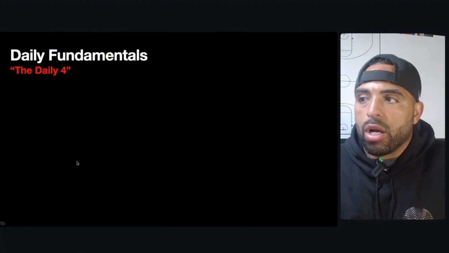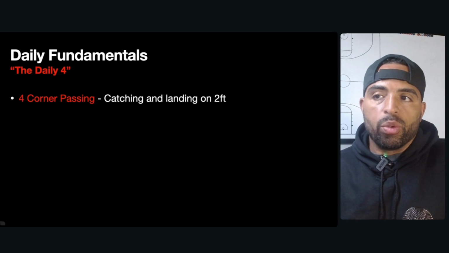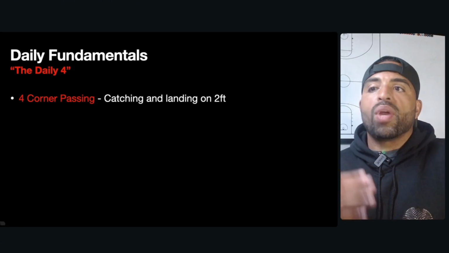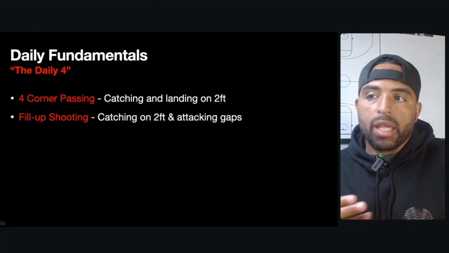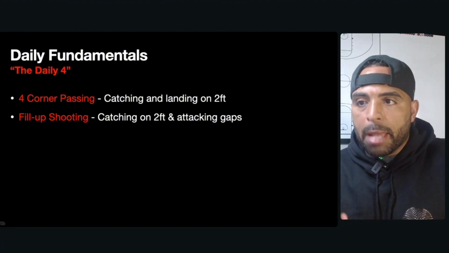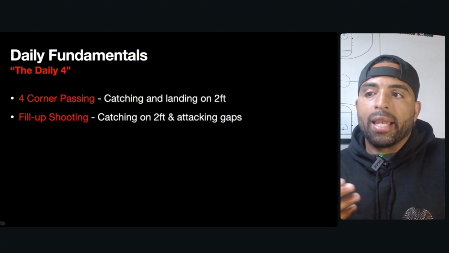And this is what they are. The first drill is 4-corner passing. We really focus on catching on 2, raising, ripping, and landing on 2. The next is our fill-up shooting. Again, we want to catch on 2, attack the gaps hard with minimal dribbles, and land on 2.